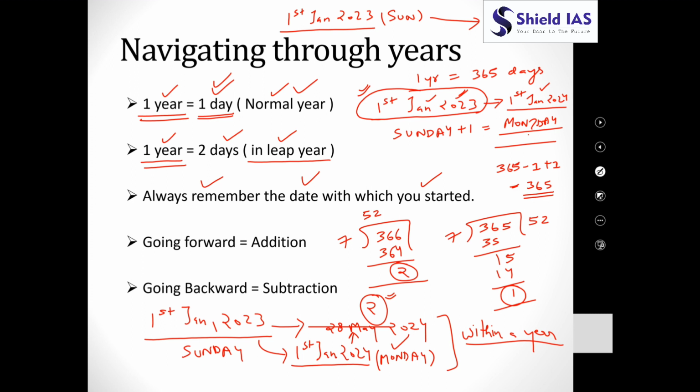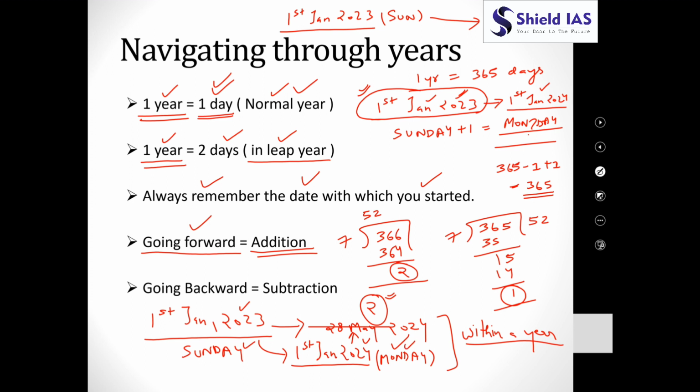Okay, so another thing which is worth noting is, if you are moving forward, if you are going ahead in time, you will always add whatever the number is. Yes. So if you are going from 2023 to 2024, you are going how many years? You are going 1 year ahead. So you will be adding 1 day to your initial day. So Sunday plus 1 would be Monday.